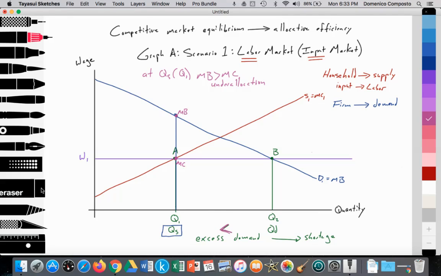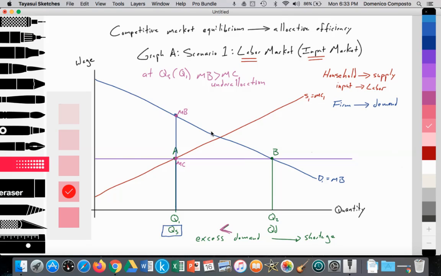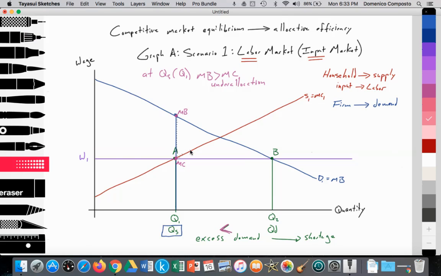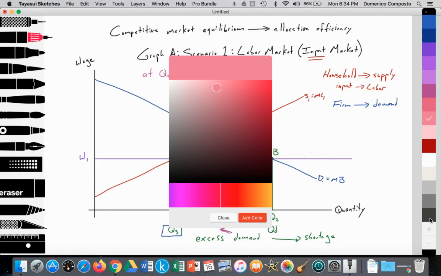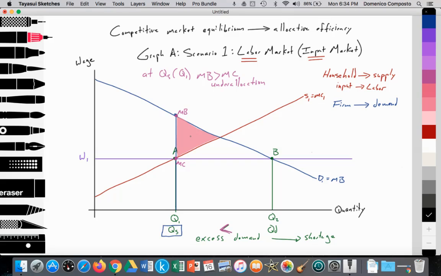So that's going to create what we call a welfare loss. Let's go ahead and highlight that area here. Welfare loss is this triangle right here. Okay, this area here is what we call a welfare loss. All right, society has lost the opportunity to employ these labor resources to produce the quantity of goods and services that are desired by society. So whenever we have a situation where MB is greater than MC, a welfare loss will be generated.